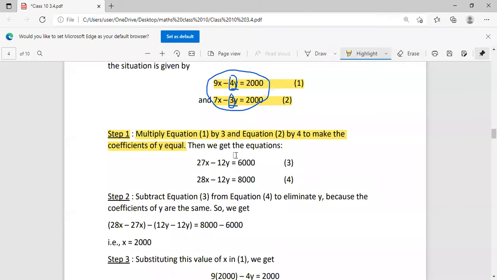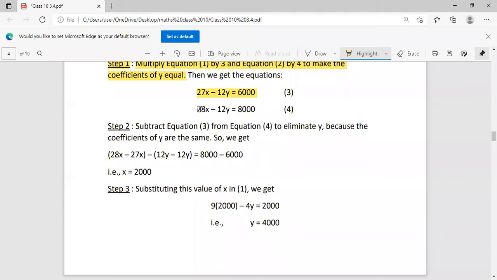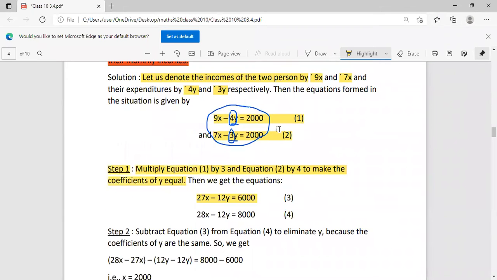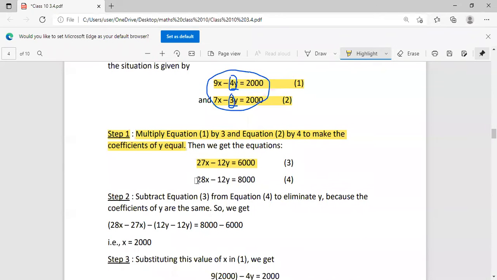Okay. So here we are doing it so as to eliminate the variable y, and we are moving further. So we get equation 3 and equation 4. In the first equation, we are multiplying it by 3. So 27x minus 12y is equal to 6000. And when we multiply equation 2 by 4, we get 28x minus 12y is equal to 8000.